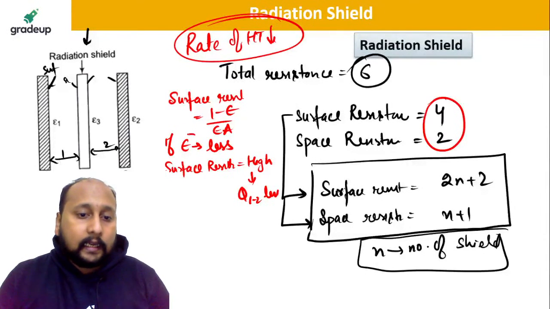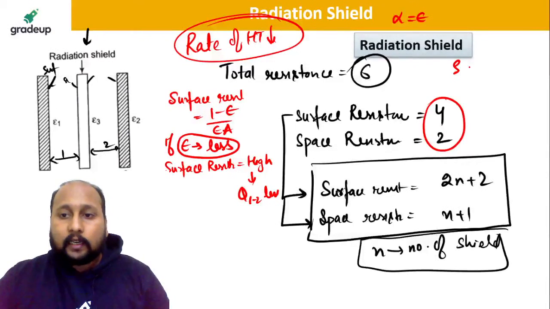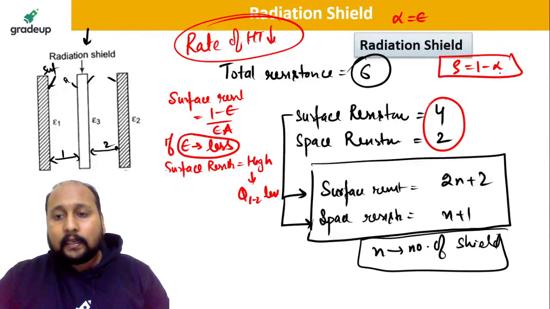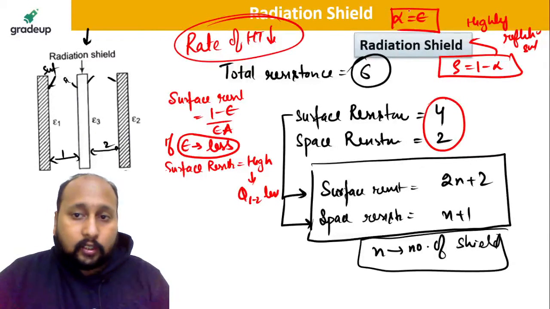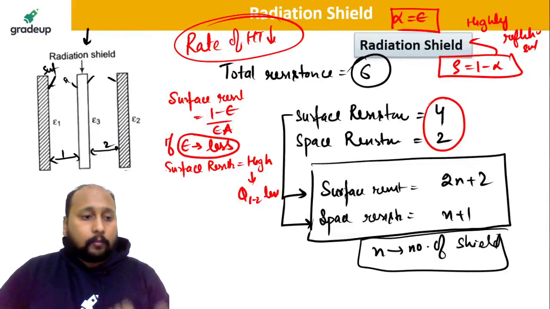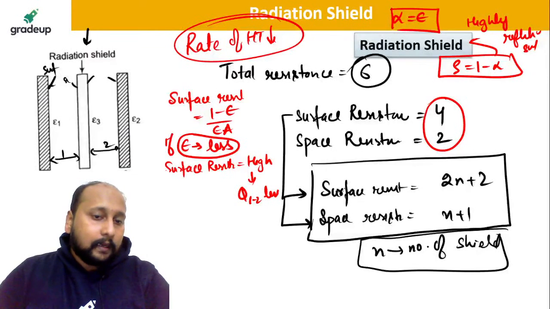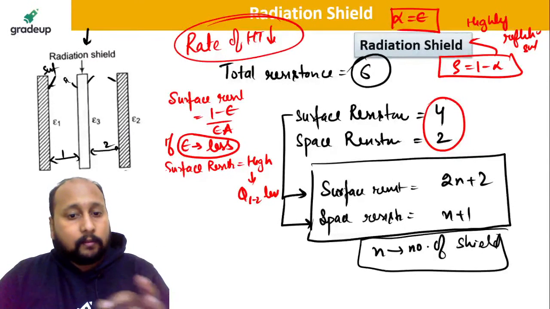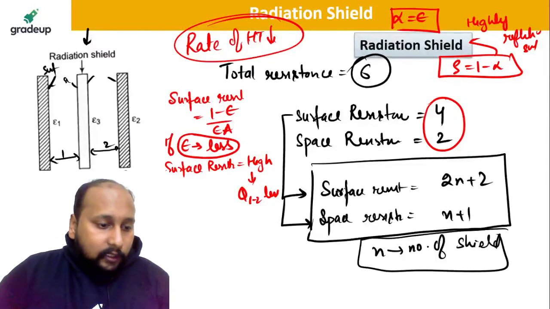That is why we take less emissivity, and we know that absorptivity is equal to emissivity and reflectivity is equal to 1 minus absorptivity. That is the reason we always go for a highly reflective surface. Very important concept, coming from Kirchhoff's law. Always go for a highly reflective surface, because then the absorptivity will be less, which means emissivity is less. If emissivity is less, surface resistance will be high, and if surface resistance is high, heat transfer will be less.